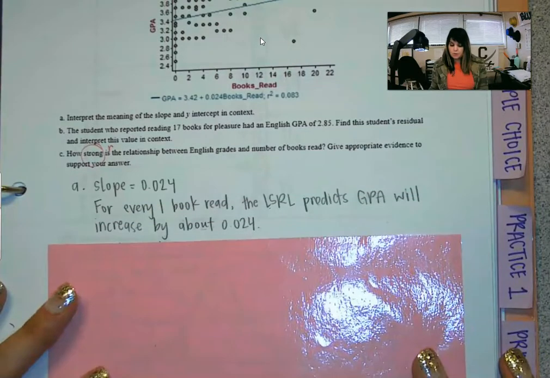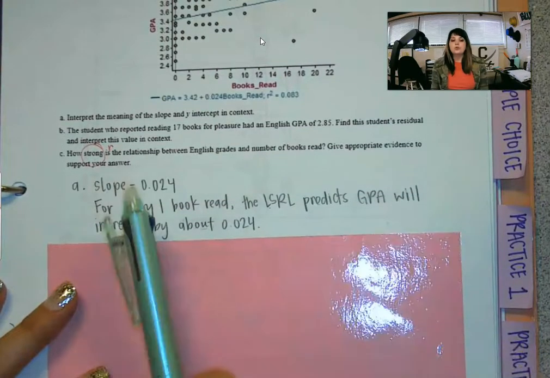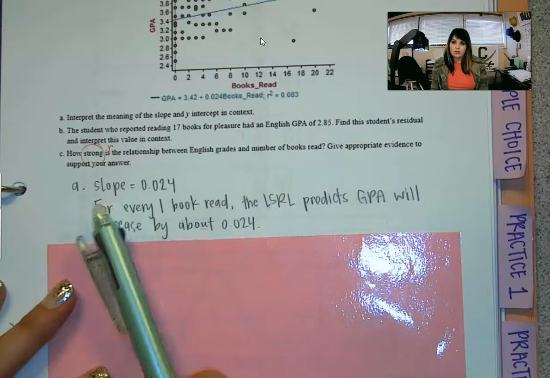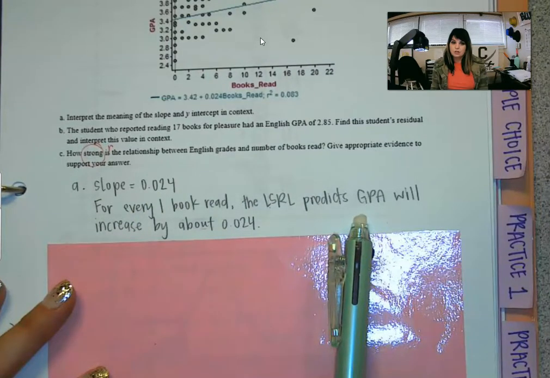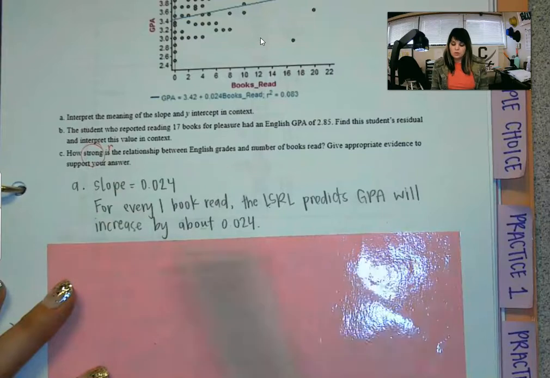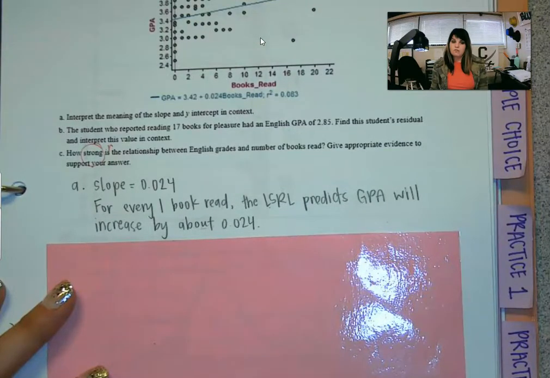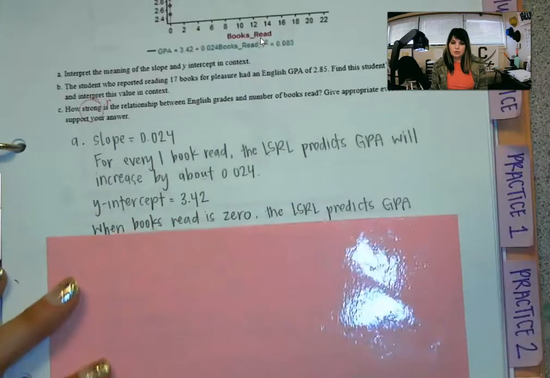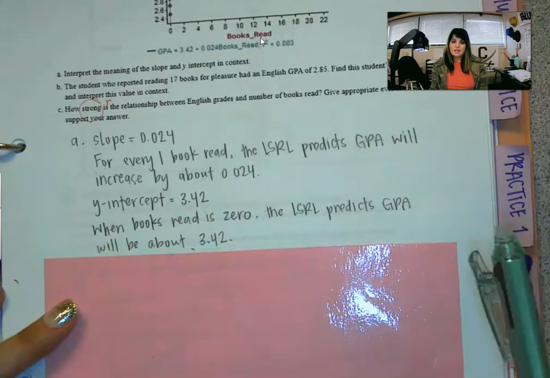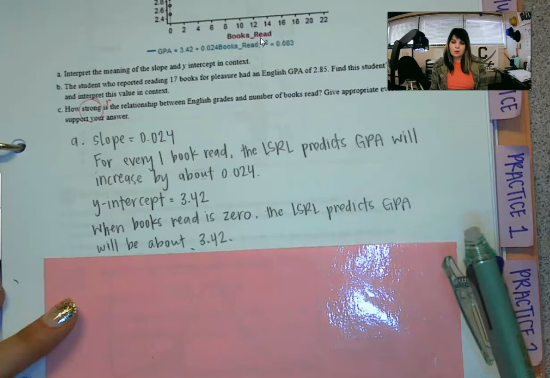A, slope is 0.024. You want to do it like this. You want to say slope equals, and then underneath the interpretation. For every 1 book read, the LSRL predicts GPA will increase by about 0.024. Y-intercept is 3.42. When books read is 0, the LSRL predicts GPA will be about 3.42.